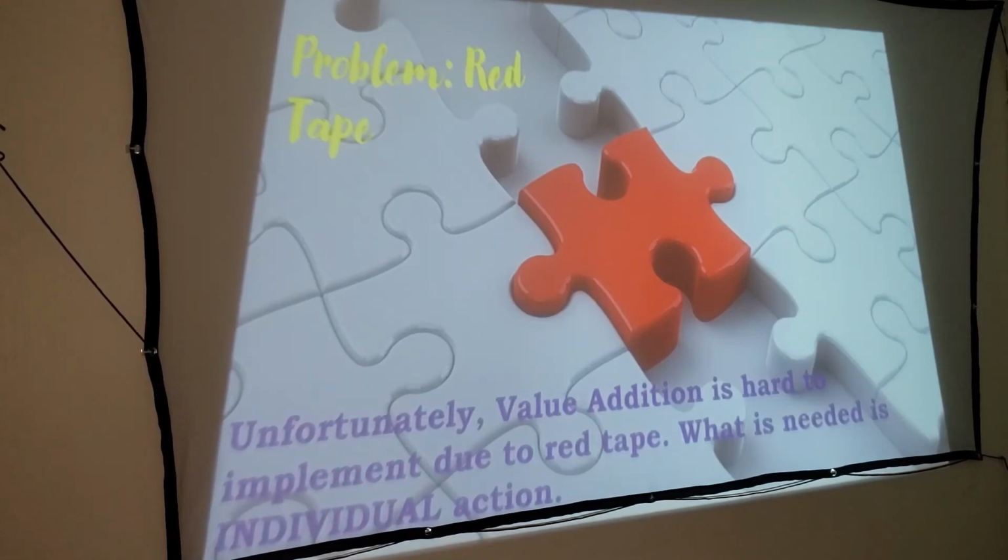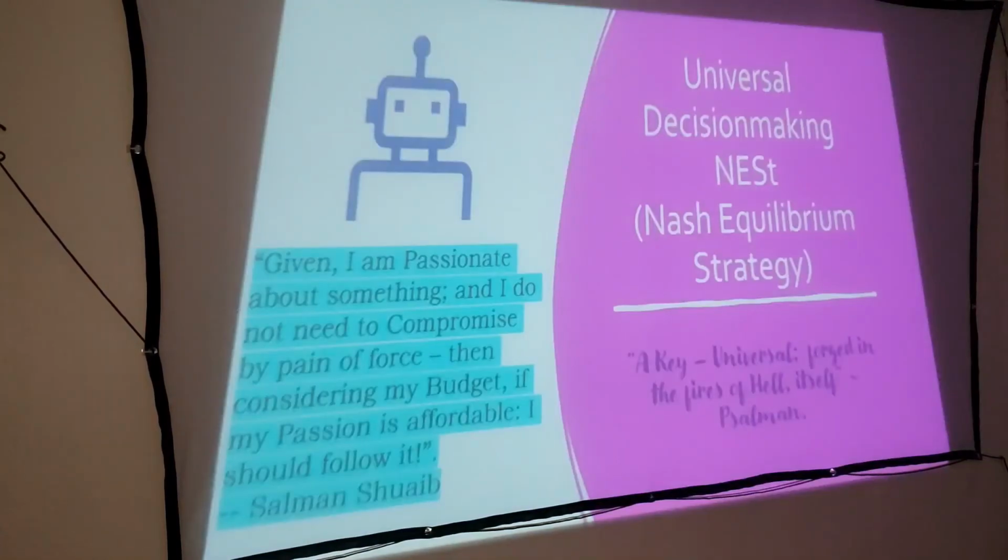And let's go on to the next slide. I like to over talk and take up too much of your time. So here's the solution from yours truly, a key universal forged in the fires of hell itself. I suffered a lot too, and this is my solution.